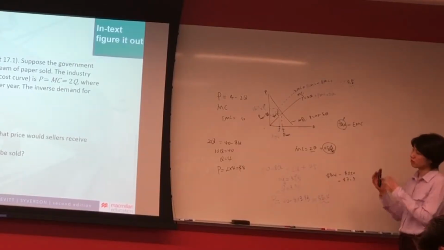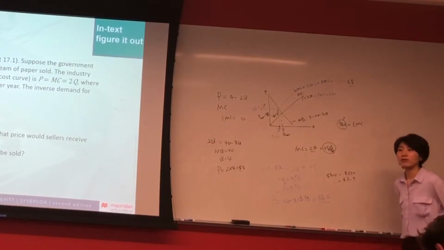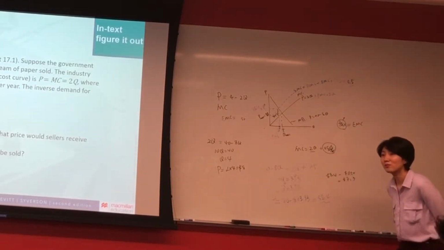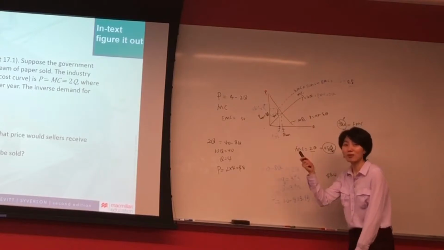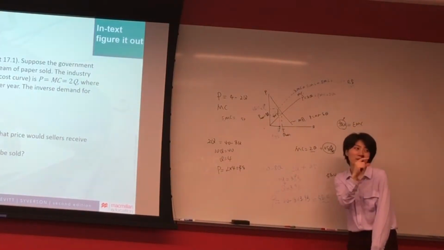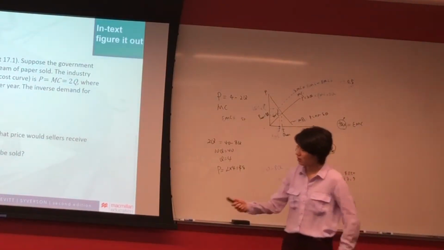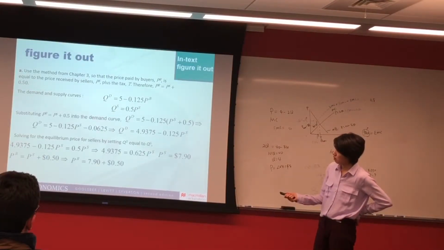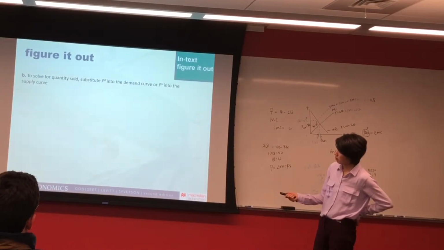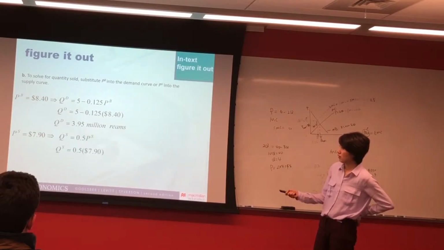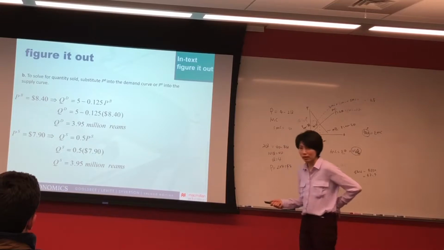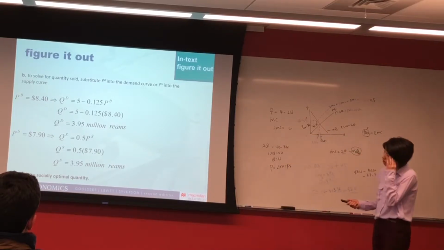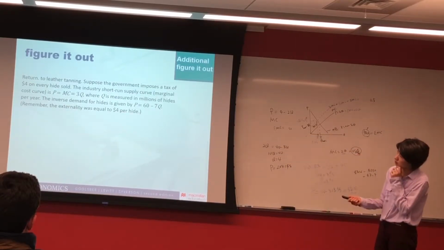Okay, so the taxes effectively solve the negative externality problem by shifting the supply upward, by the amount of taxes. Any questions? Okay. Seller price, buyer price, and they can solve for quantity, 3.95. Okay. So this is the socially optimal quantity.